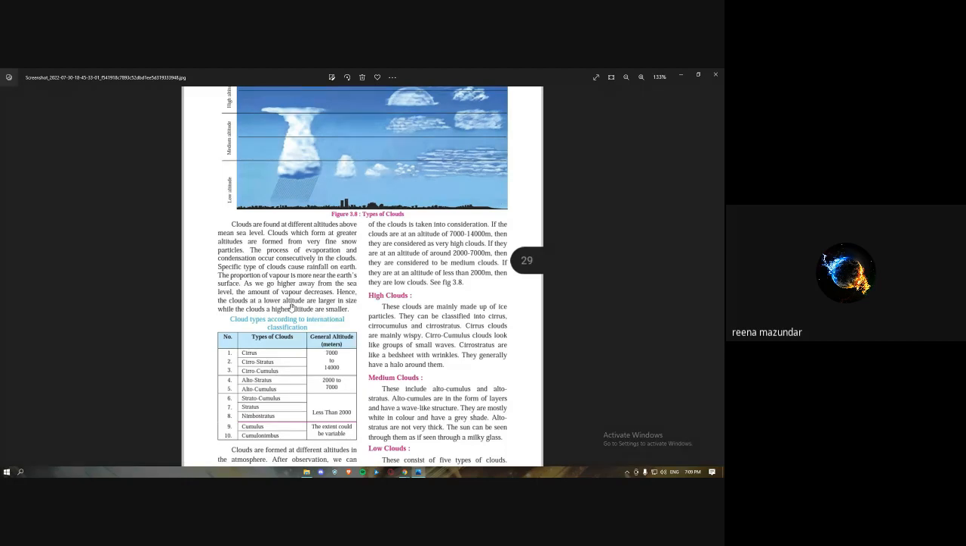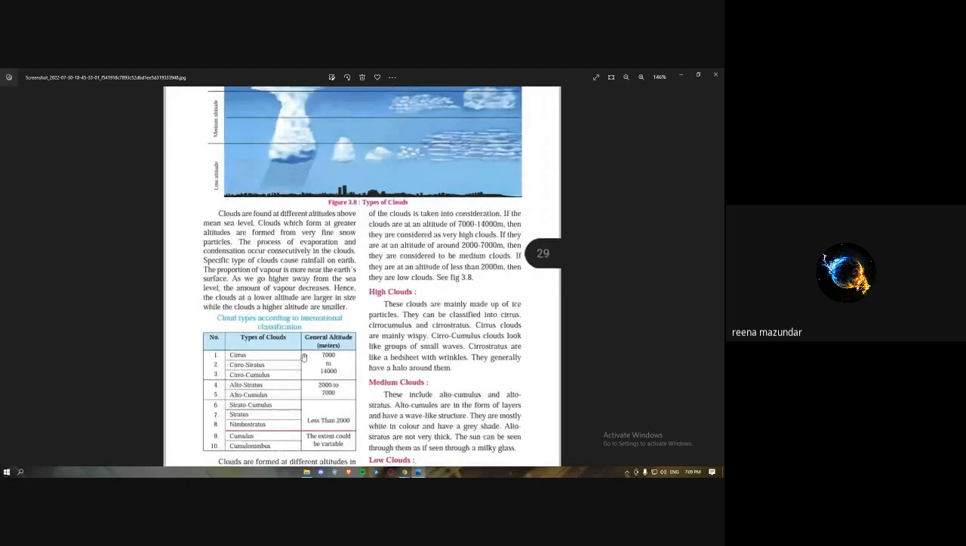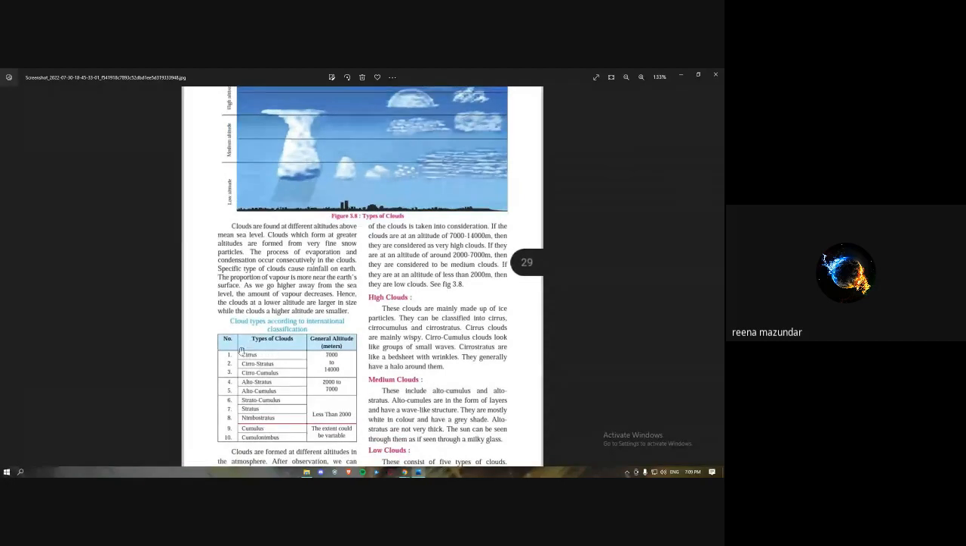Meaning they become very very small, and accordingly we have these types of clouds. So cirrus, cirrostratus, cirrocumulus, where they are found, they are found at a height of 7 to 14,000 meters.